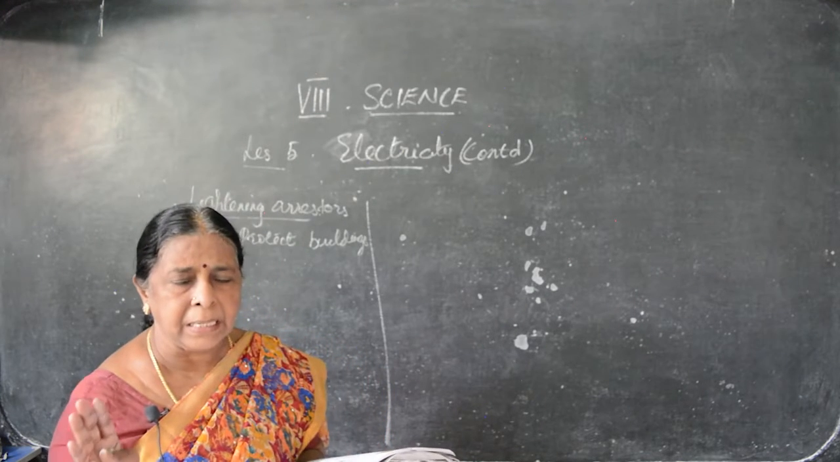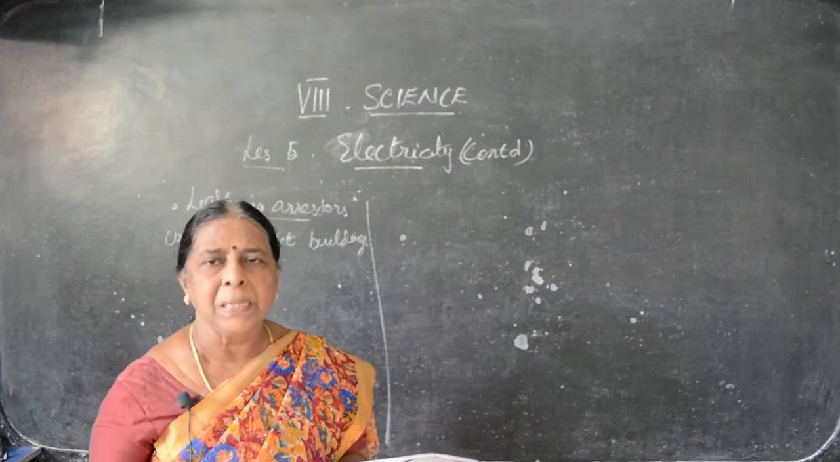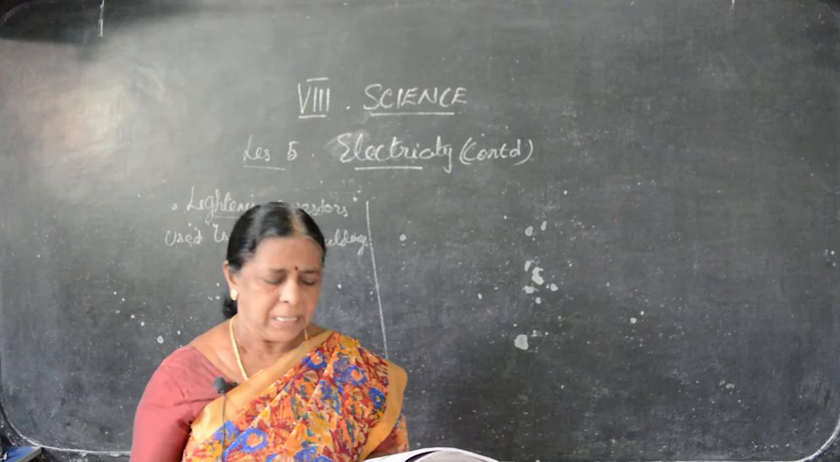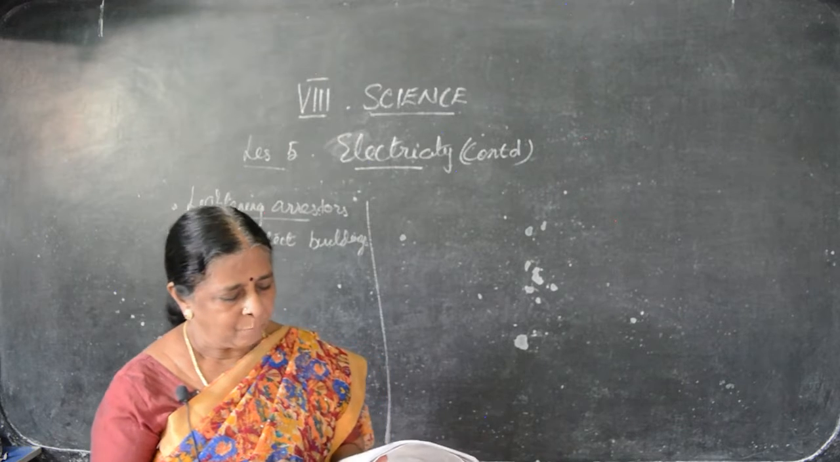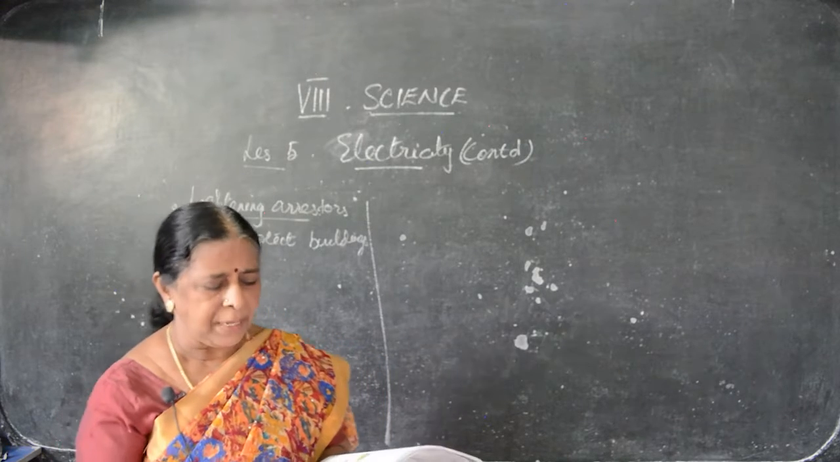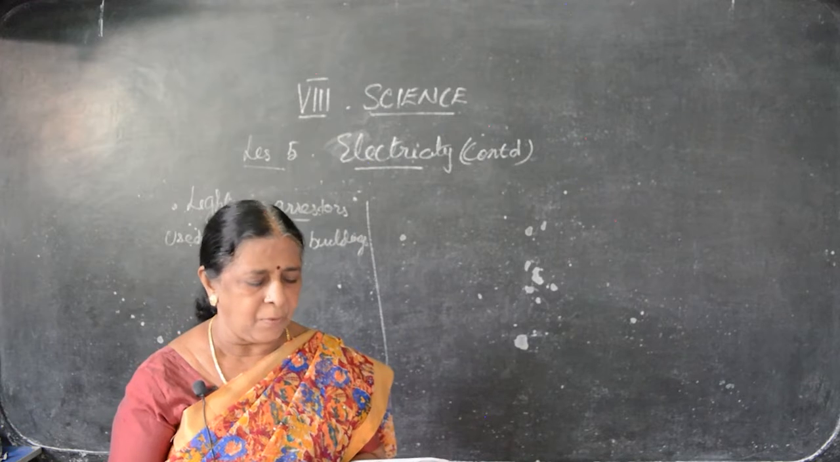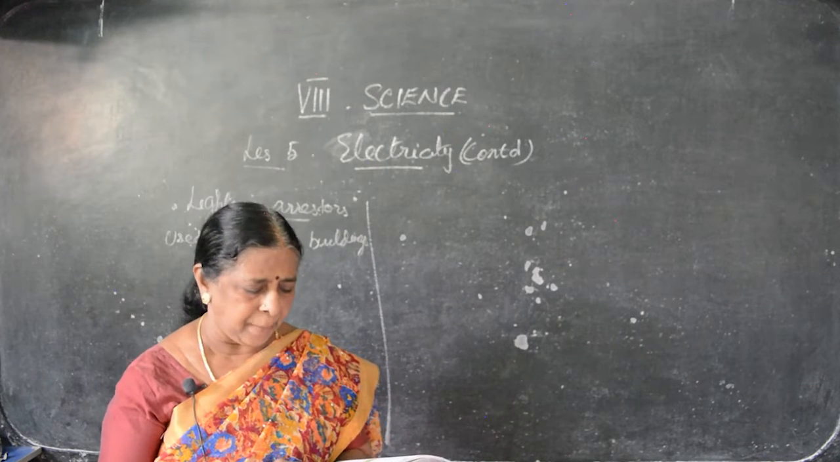Lightning arrestor. If the lightning arrestor is provided, the building will be safe. If it is not provided, it will collapse. Collapsed means what? Damaged. The absence of lightning arrestor, absence means what? If there is no lightning arrestor, lightning will fall on the building and the building will be damaged.